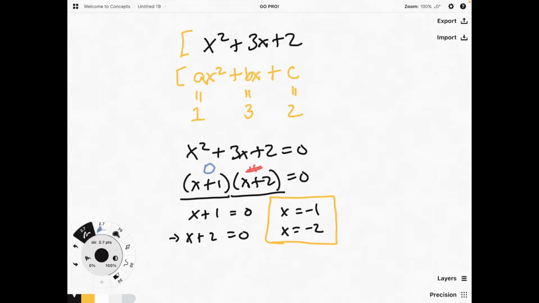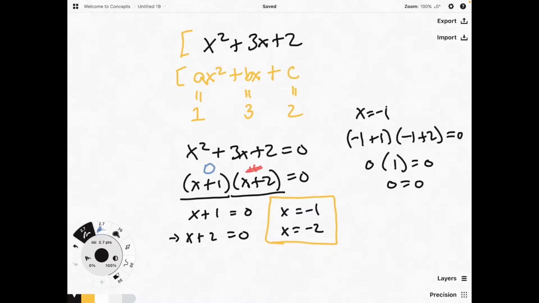So when x equals -1, we have -1 plus 1 multiplied by -1 plus 2, and that's supposed to equal 0. Here gives us 0 multiplied by 1, which equals 0, and we know that 0 equals 0, so this is a correct answer.